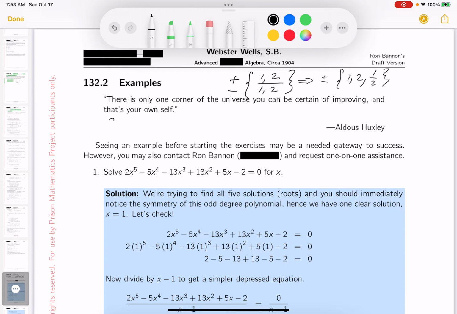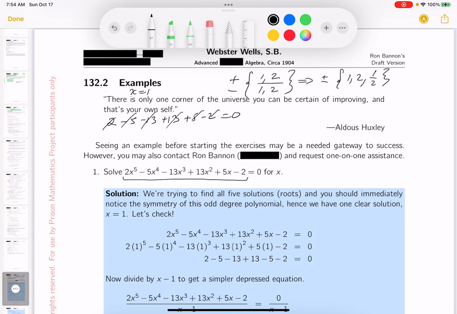So it would be 2 minus 5. I'm testing out 1. I want to see, is x equals 1 a root? I have no idea. So minus 13 plus 13 plus 5 minus 2. Well, you know what? Immediately what am I seeing? I'm seeing that there's a good deal of symmetry in it. You see that? That's good news. I'm seeing that symmetry now.